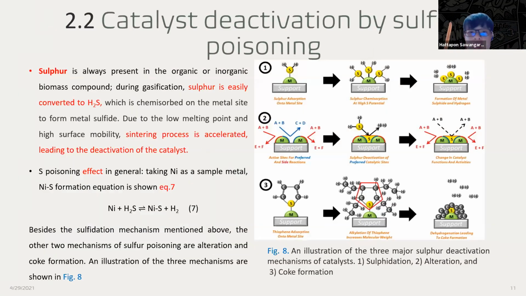The deactivation by sulfur poison. Sulfur is easily converted to hydrogen sulfide. You can see equation 7. Sulfur poison effect in general, taking nickel as an example metal, nickel sulfur. 3 minutes left.